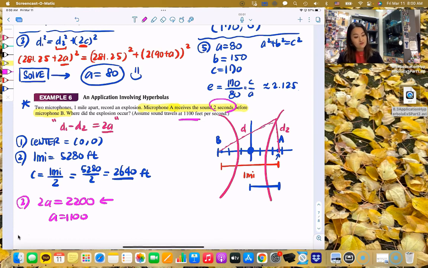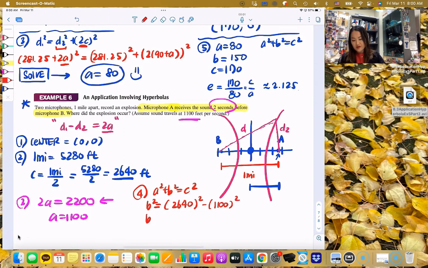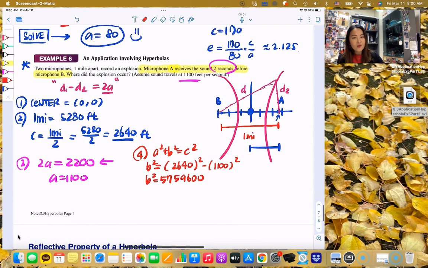Now it's coming together. So let's go to step 4. A squared plus B squared equals C squared. So we know that B squared is equal to 2640 squared minus 1100 squared, and B squared is 5,759,600. Woo!